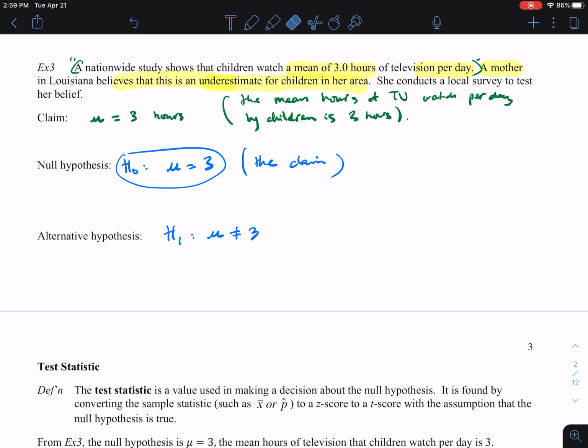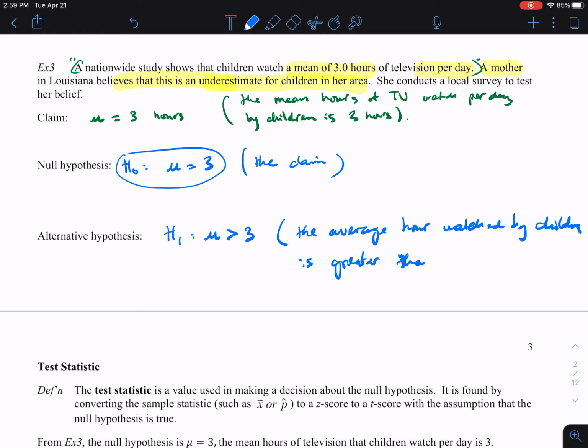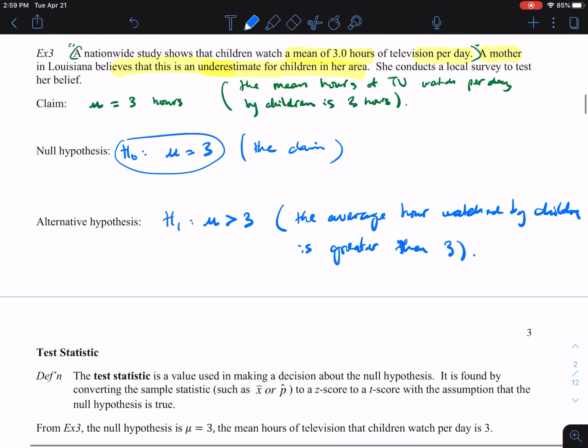But in this case, we're going to go by what the mother in Louisiana believes. She believes that this is an underestimate, so she wants to reach her conclusion, or her claim, that the mean is much greater than 3. This is saying that the average hours watched by children is greater than 3.